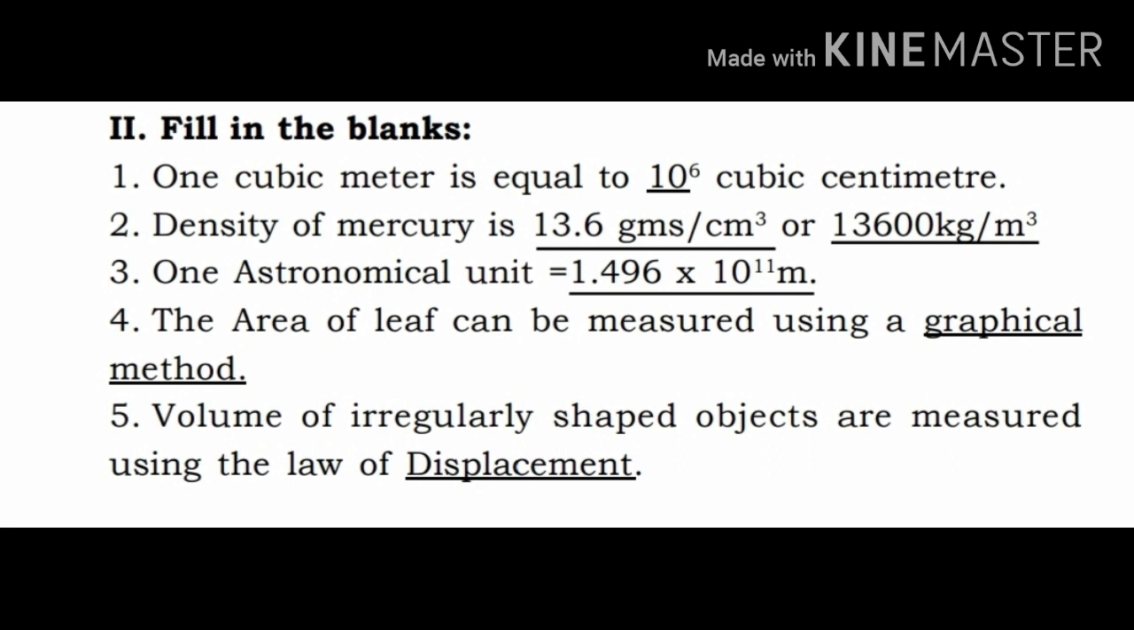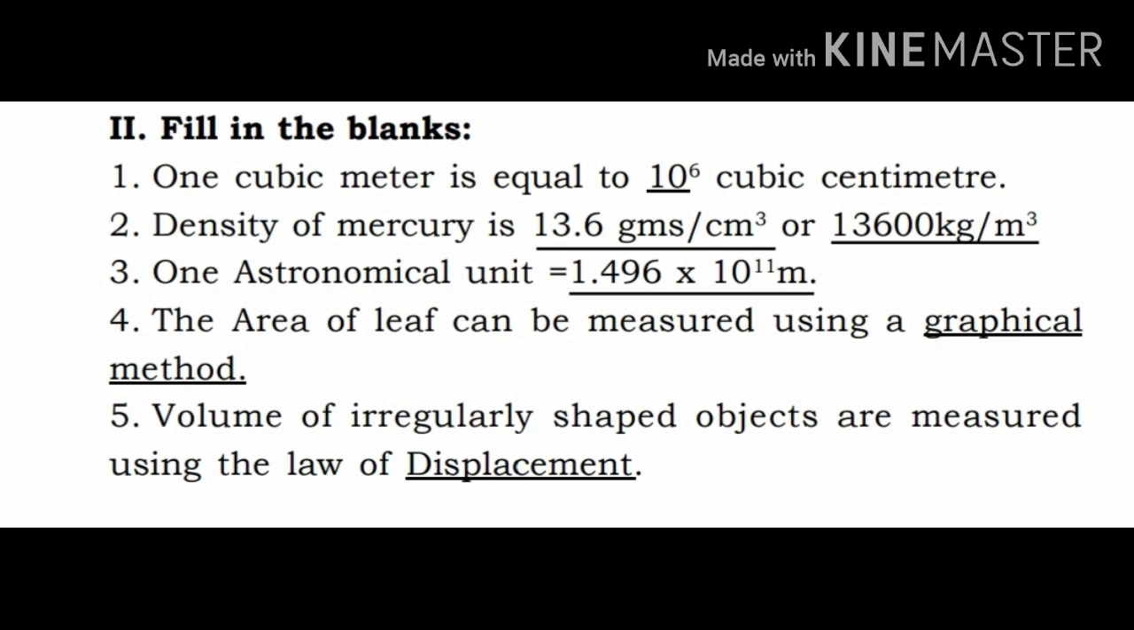Then the second Roman letter is fill in the blanks. First one, 1 cubic meter is equal to 10 to the power of 6 cubic centimeter. 1 cubic meter is equal to how many cubic centimeter? 10 to the power of 6 cubic centimeter.